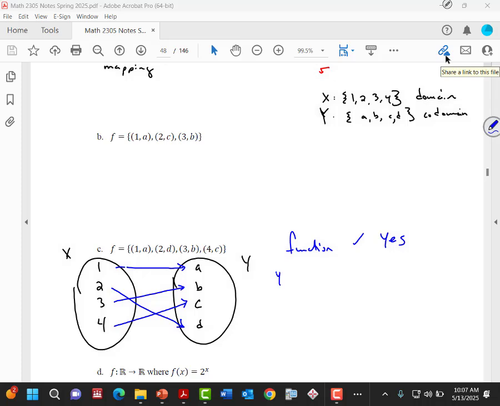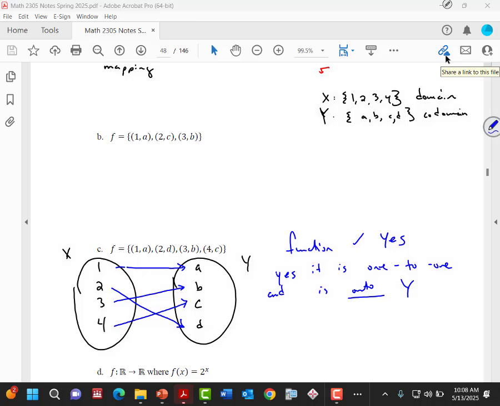And my claim is, yes, it is 1-to-1 and onto Y. How is it 1-to-1? Well, every member in the codomain relates to one and only one member in the domain.